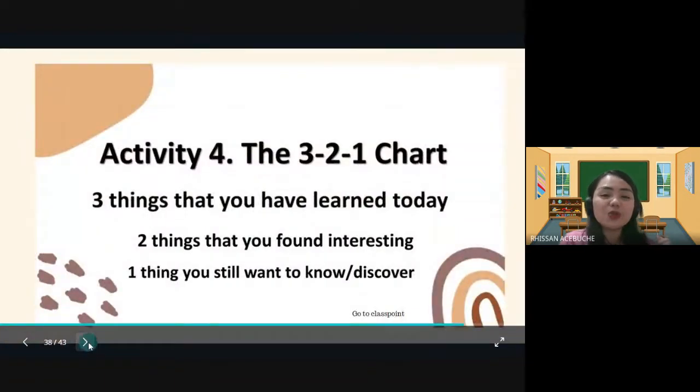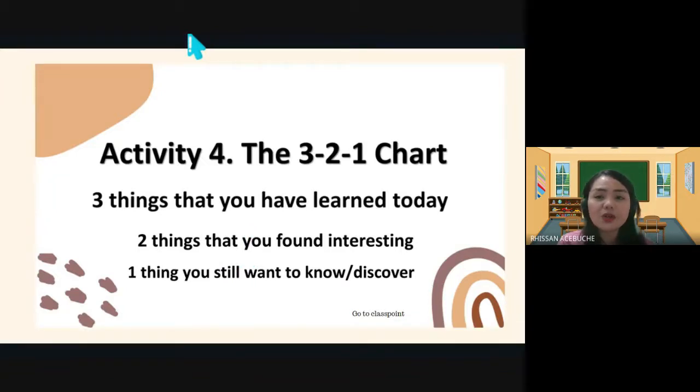So now let's do activity 4, 3, 2, 1 chart. Let me check what you have learned for today. So let's see the 3 things that you have learned for today, 2 things that you found interesting, and 1 thing that you still want to discover. To those who will not be able to answer, this will be included in your lesson diary. Just write your answers in your lesson diary later.